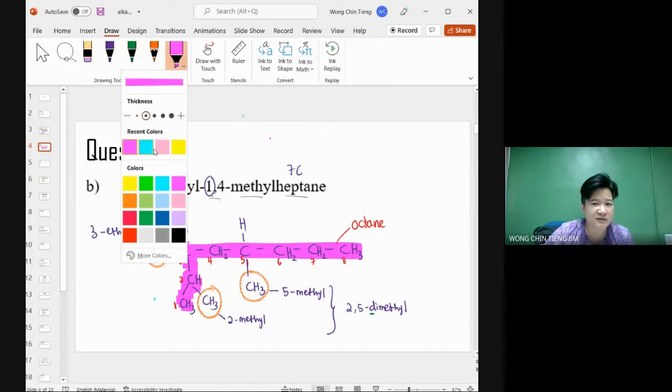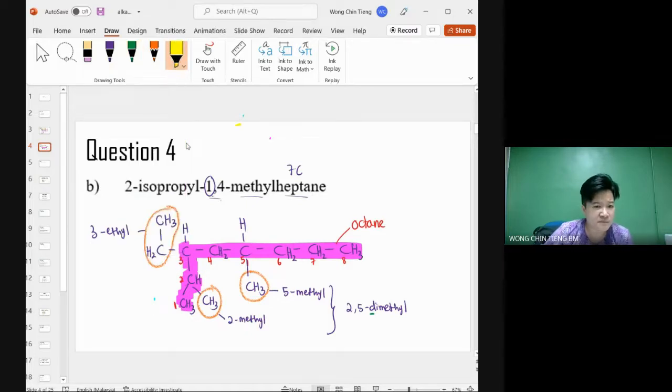Kenapa bukan D come first? Sebab dia prefixes. Kita ambil kira tak D tu? Tak, kita ambil kira M. Ingat? Alright, jangan lupa. So, we will take count of the M. Prefixes will be ignored. Therefore, E come first. That's why the complete name will be 3-ethyl. E come first. And then 2,5-dimethyl. And your parent will be your octane over here.